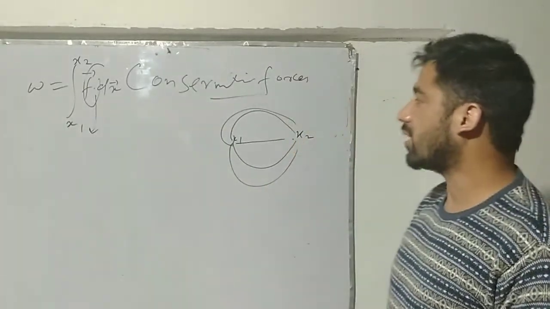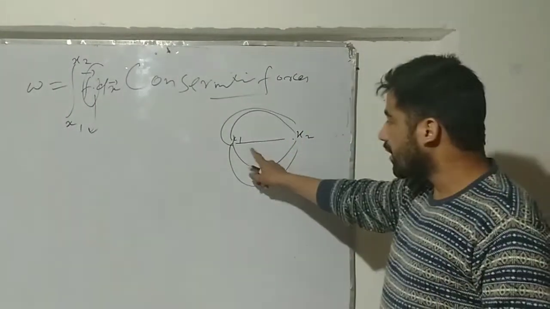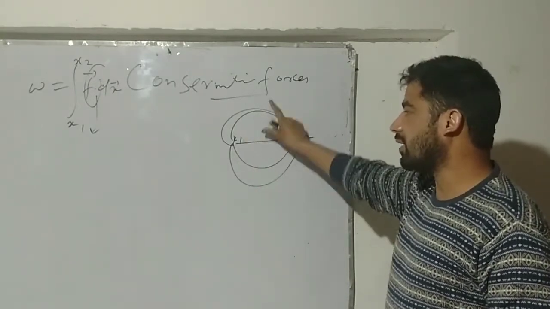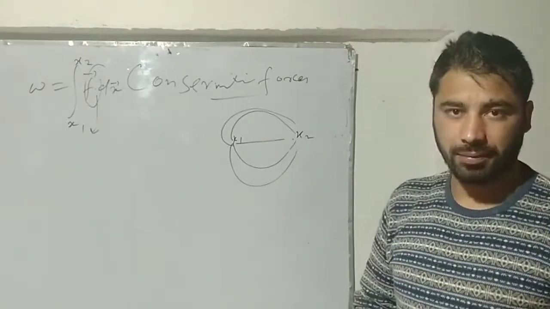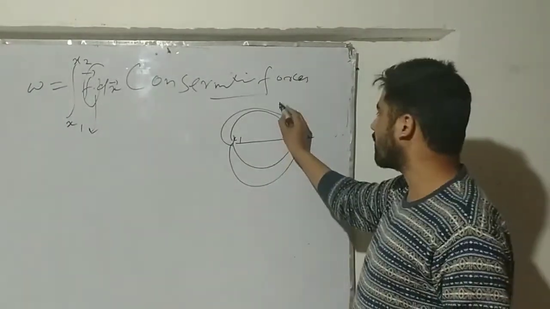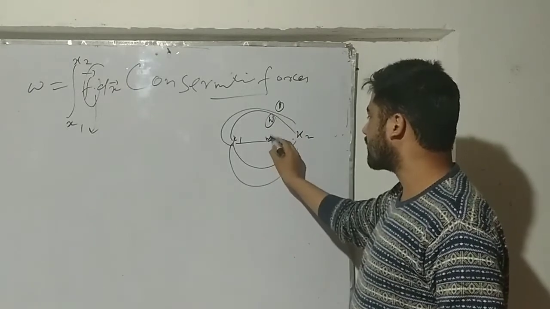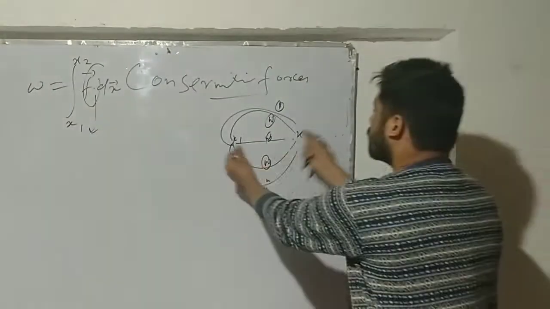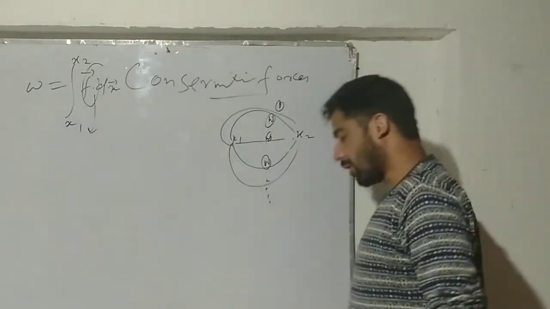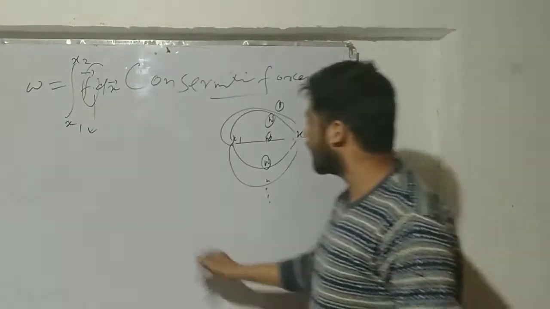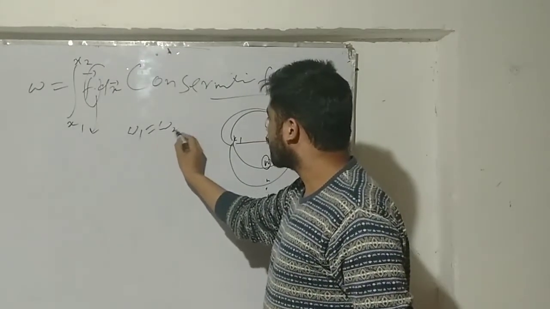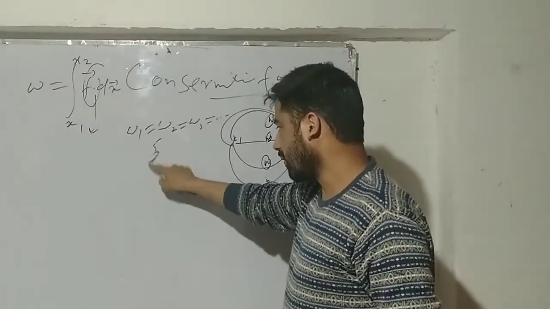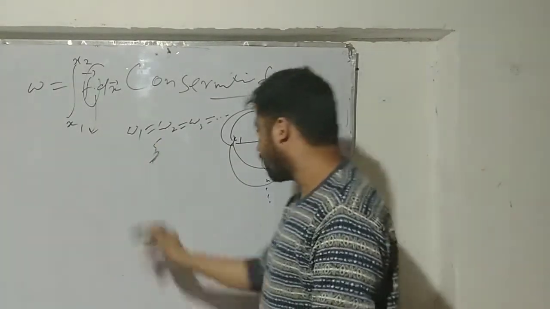So conservative forces are the forces in which the work done between the 2 points, after choosing any other physically possible path, is the same. What I mean to say is, if this is my first path, this is my second path, third, fourth, fifth, and so on, between the 2 points I can choose any possible path, and the work done through each path comes out to be the same. If it comes out the same, I can say that my force is conservative.